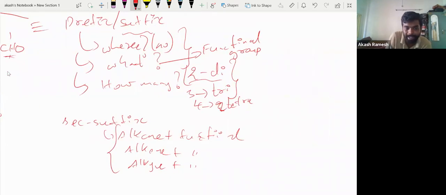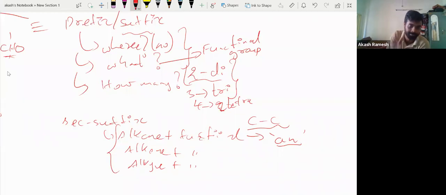If you find that there are only single bonds, C–C single bonds only, and there is some functional group somewhere, please understand that the secondary suffix you will use is AN. I'll give you examples, don't worry. So you have to use AN as the secondary suffix. Primary suffix will come at the last; before the primary suffix, you will write this AN. We will see some examples.